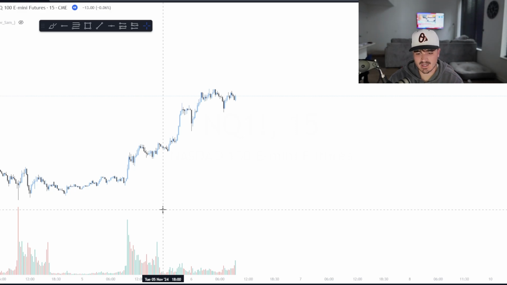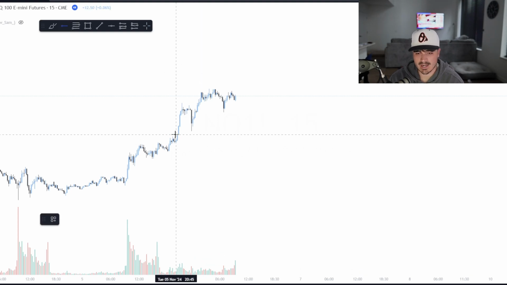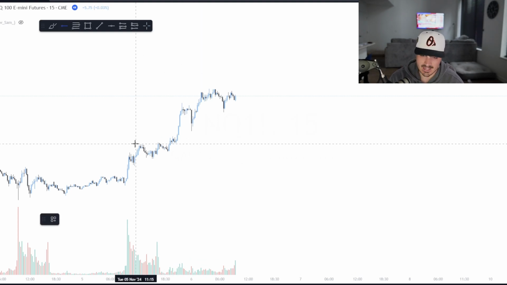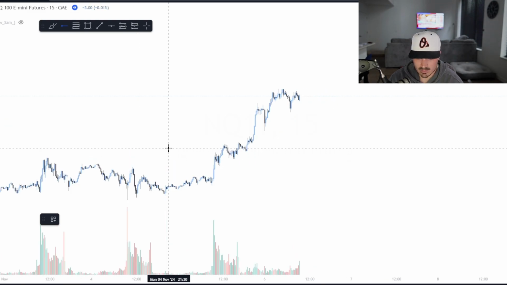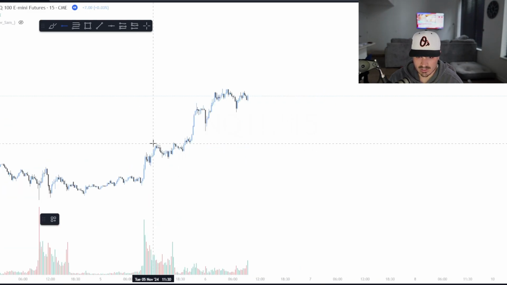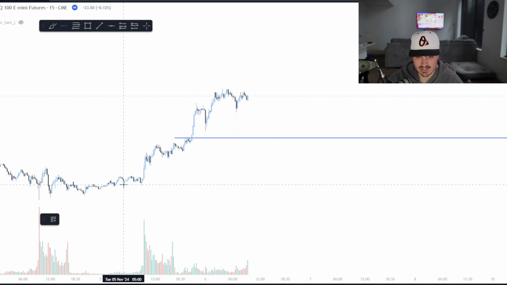So the first thing that I do every single morning, backed up to right around market open, is plot out yesterday's high and low. Specifically, yesterday was Tuesday, so we're going to be looking at yesterday's high, which was around this level, as well as yesterday's low, which was around here.